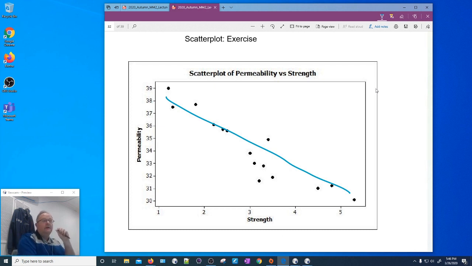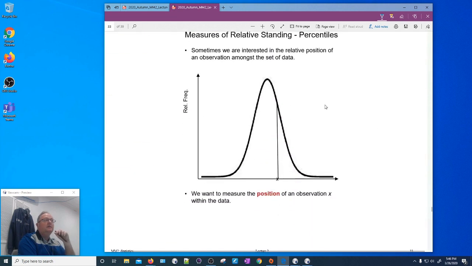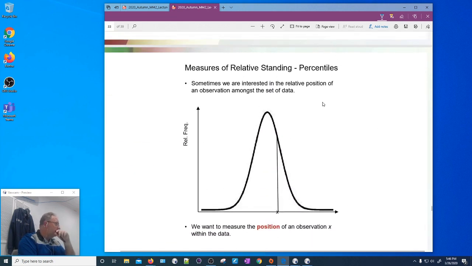Okay, so we're getting towards the end, and I'm just going to keep to time. Measures of relative standing in percentiles. We want to measure the position of an observation within the data, and then understand what the percentiles are. So again, just notice the frequency. The frequency is up here. Remember, in this type of graph, this is always the frequency of the occurring values. Lots and lots of values occurring around the mean in this data set. So we just got to get used to interpreting that correctly.